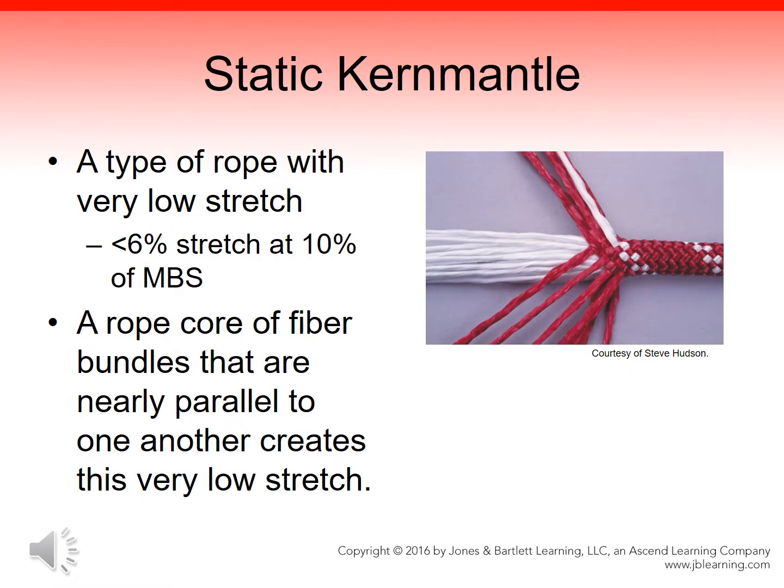Static Kernmantle. It's a type of rope with very low stretch. We're talking less than 6% stretch at 10% of the minimum breaking strength. A rope core of fiber bundles that are nearly parallel to one another creates this very low stretch rope. Static Kernmantle is a great choice for high line, single rescue technique, and any other operation where stretch is not desired. These parallel fibers have minimal twists, so when they are loaded, this minimal twist resists straightening or stretching.